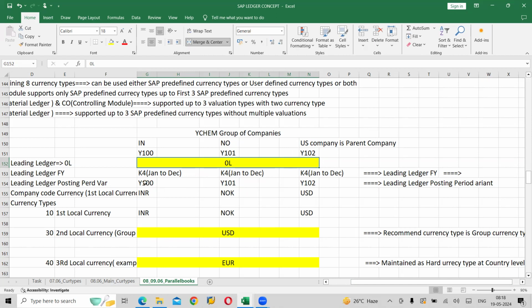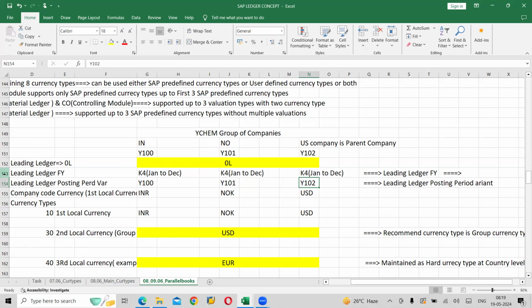Okay, so just assume that we have created different posting periods. For example, Y100 for the Indian company, Y101 for the Y101 company, and the next one Y102 for the other company code, the US company code. Different posting periods. Earlier, in our real-time example, we opened only one posting period, but here I want to explain that we have different posting periods.